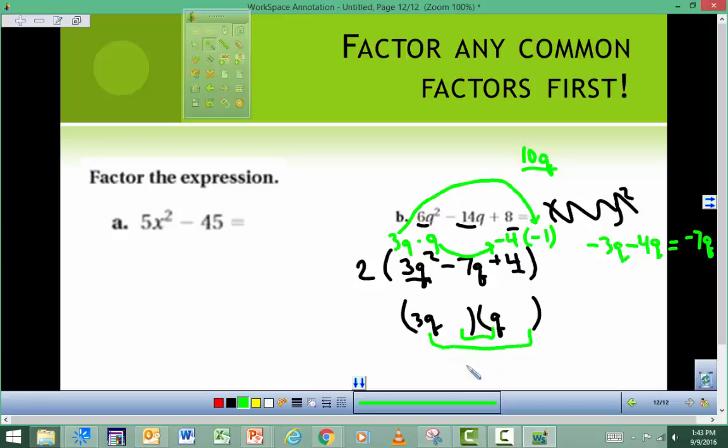Okay, so again, these two go together. Those two go together. Notice the 3q went with the negative 1, so the negative 1 goes here, and that means the negative 4 goes here. Bam. And then don't forget there's this 2 sitting out in front.